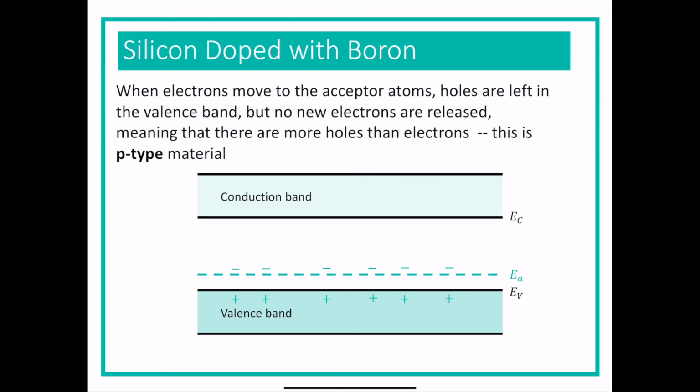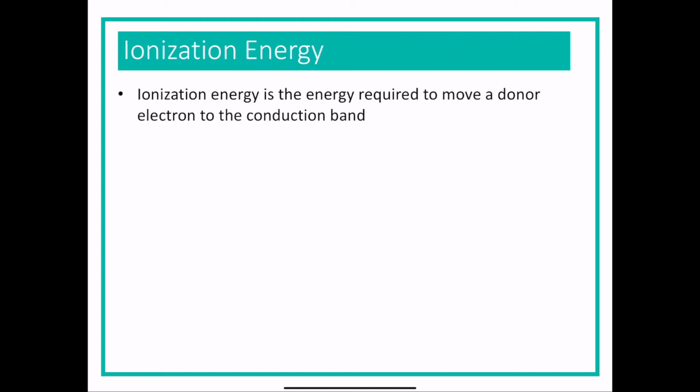So the last thing I'm going to cover is more theoretical than anything. I've never asked students to actually do anything with this mathematically, but it's something that you should know. Anytime you have an electron and you need to move it to the conduction band, there's a certain amount of energy that's required to do that. So we can actually calculate how much energy is needed to actually get these electrons to move.